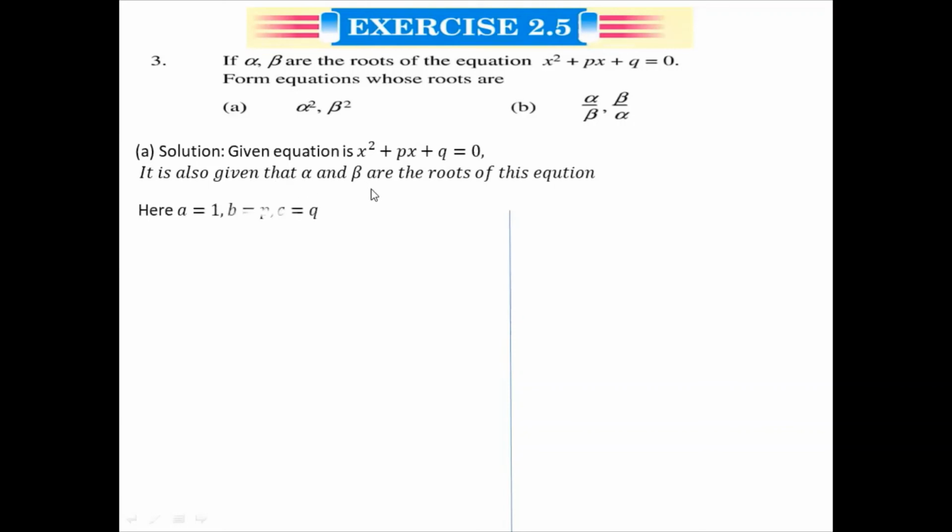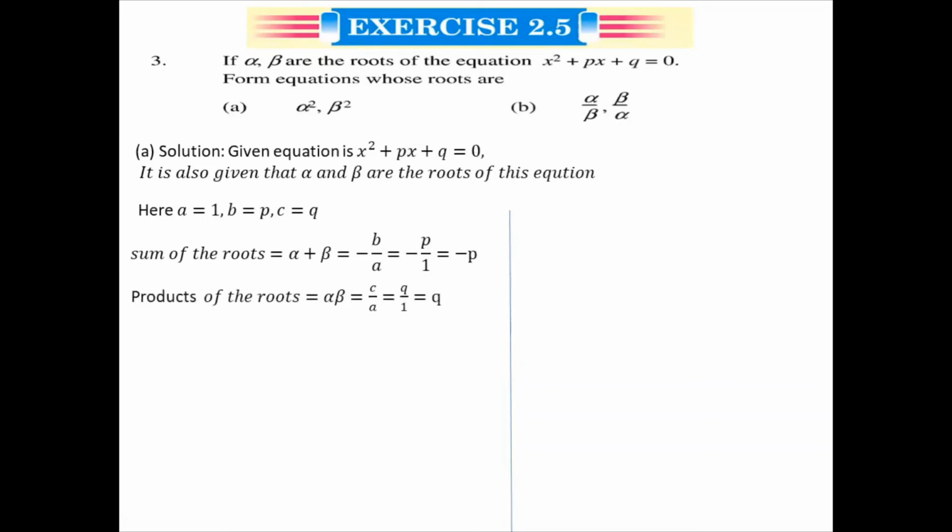So here from this equation we have a is equal to 1, b is equal to p, and c is equal to q. Sum of the roots alpha plus beta, we know that this is equal to minus b by a. Here b is p and a is 1. So sum of the roots alpha plus beta is equal to minus p. Now the product of the roots alpha beta is equal to c by a. Here c is equal to q and a is equal to 1. So the product of the roots is q.